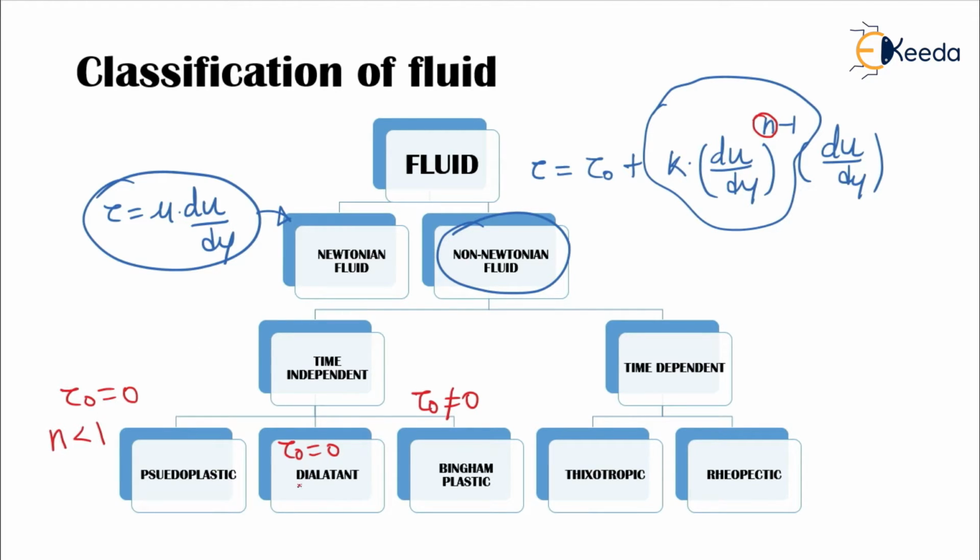While for the dilatant fluid, the value of n must be greater than 1. For Bingham plastic fluid, the value of n will be exactly equal to 1. So this we should keep in mind.